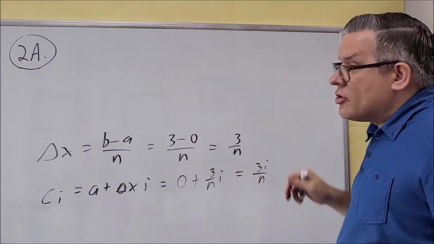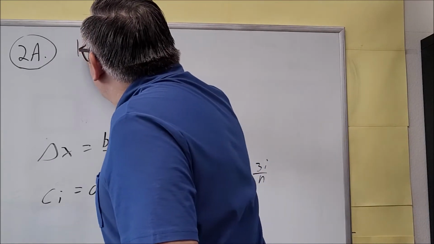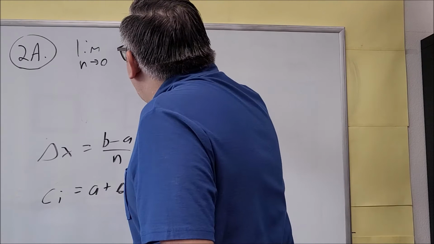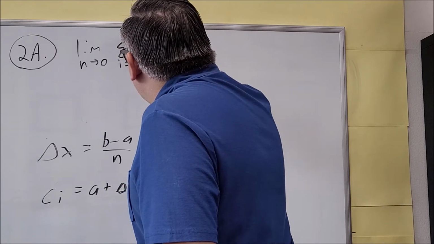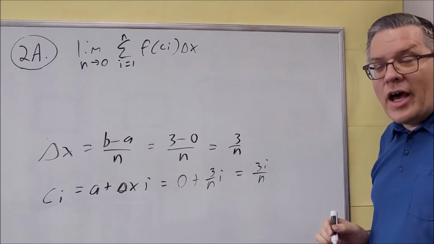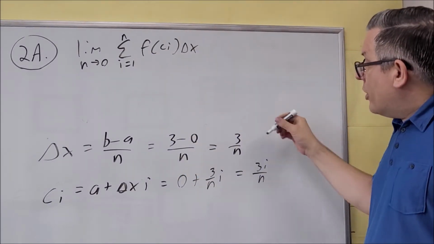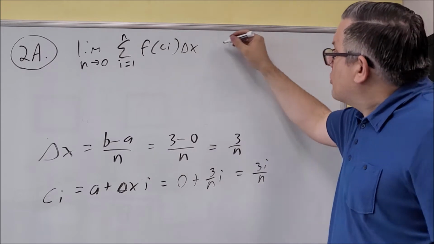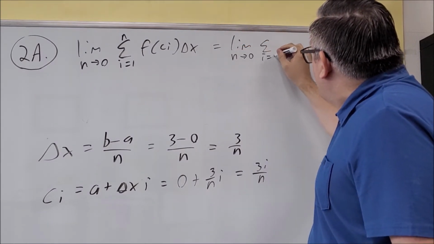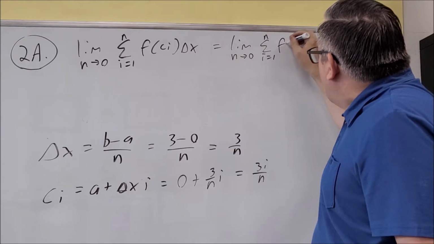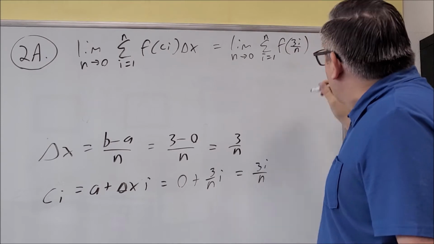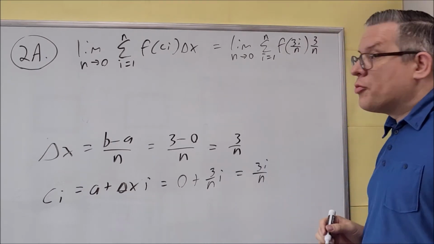So with these two things, we're going to put them into the Riemann sum formula. Let's do the Riemann sum formula first. So it's the limit, we have this summation i equals 1 to n f of CI times delta x, like that. We have to put this information into here. So the next step is going to be, n goes to infinity, summation i equals 1 to n, f of the CI, 3i over n, and then times 3 over n, like that.